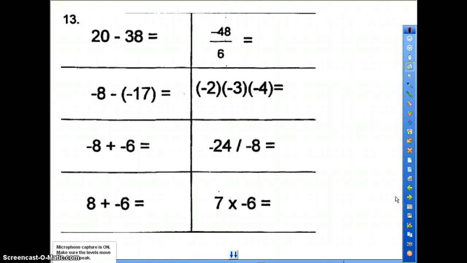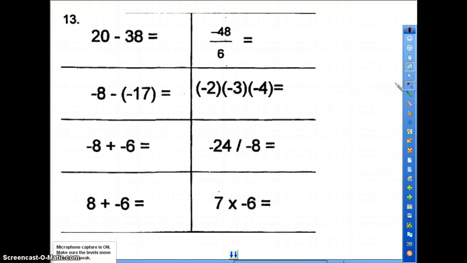Okay, we're almost done here. The last section on the computation test is always your operations with integers: adding, subtracting, multiplying, and dividing your integers. Okay, so on this problem right here, we've got 20. We are subtracting 38. If you start at 20 and you remove 38, don't you wind up in the negatives? Yeah.